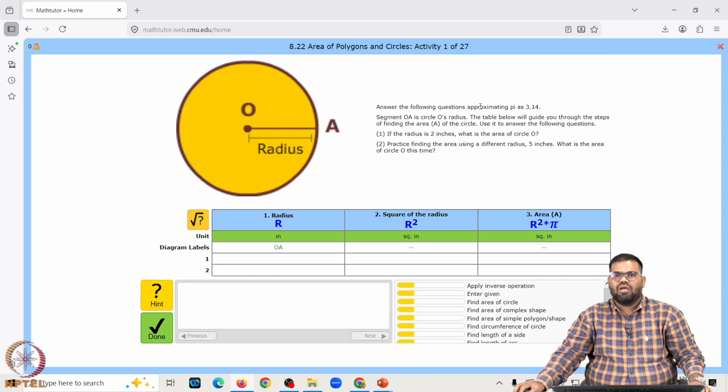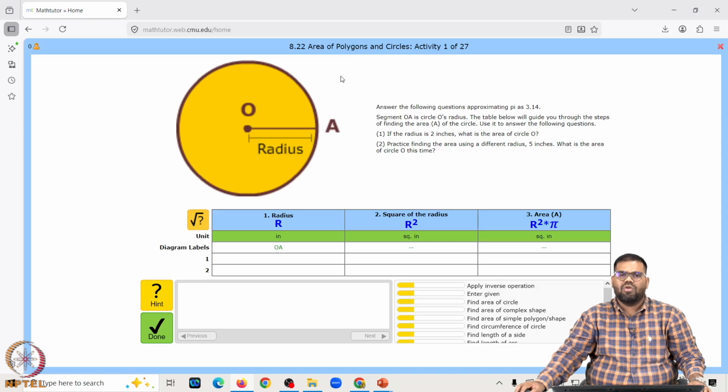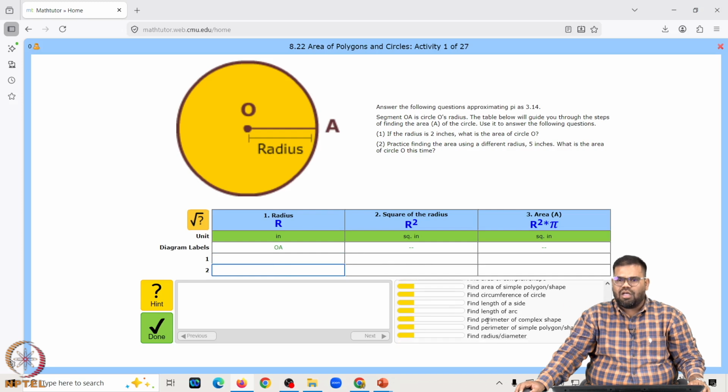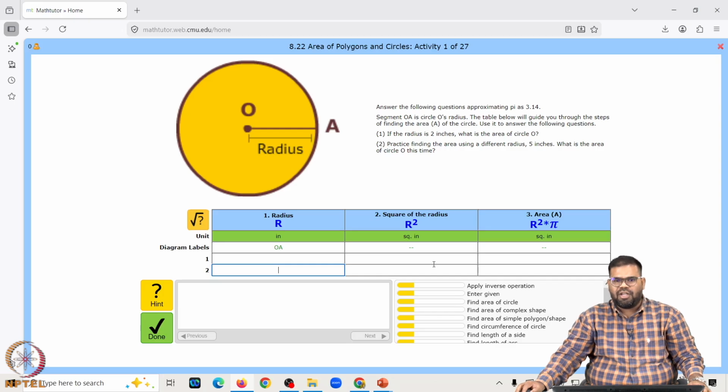So let's go to area of polygons and circle, which has the activities. Suppose this is one particular problem that we have to solve. This is the problem statement. We have to enter our answers in these blocks, and then it will show us what skills or concepts we have understood from the MathTutor.